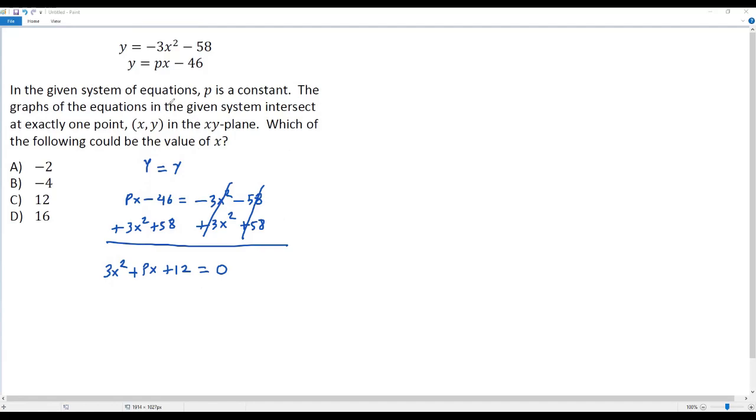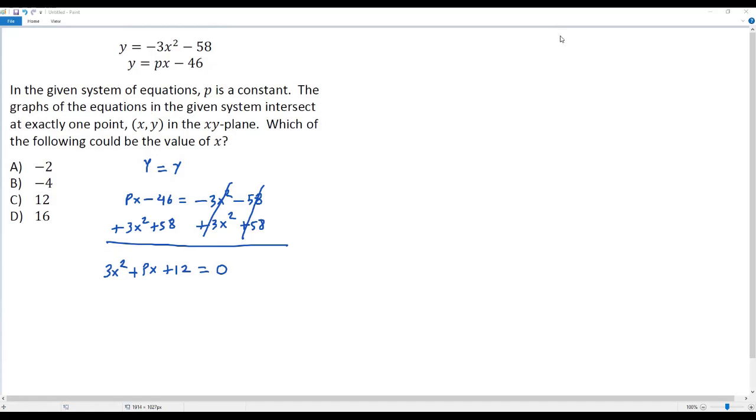And the question says the graphs of the given two equations intersect at exactly one point. Since the graphs intersect at exactly one point, when I solve the given system of equations, I'll be getting one solution. That is, I'll be getting only one value for x over here. And I got this quadratic equation by solving the given system. Since the given system has only one solution, solving this quadratic equation will give one solution. That is, I will be getting only one value for x.